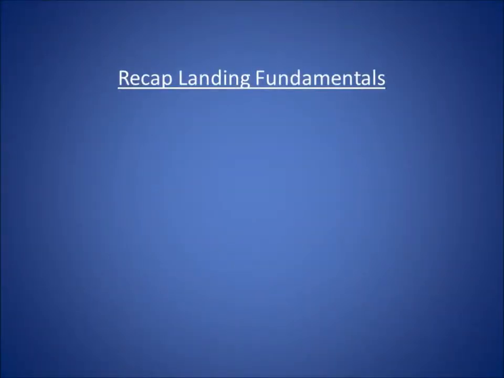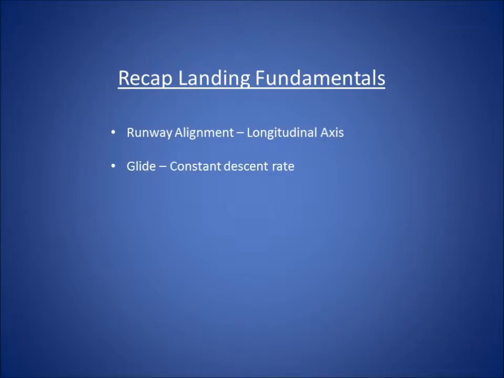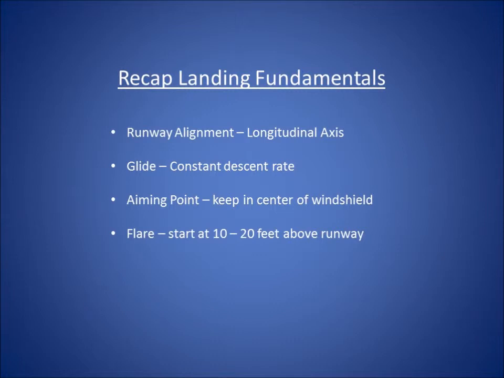Now, let's recap the landing fundamentals. The longitudinal axis of the aircraft is aligned with the extended center line of the runway. The glide is kept at a constant rate of descent, using power to keep the selected aiming point in the center of the windshield. Start your flare at a height of 10 to 20 feet above the runway. If all is well, touchdown will be on the runway as the wings stall.